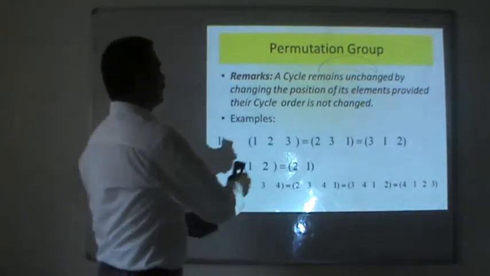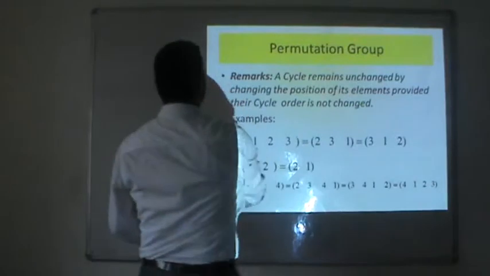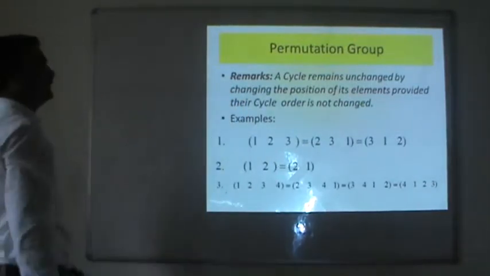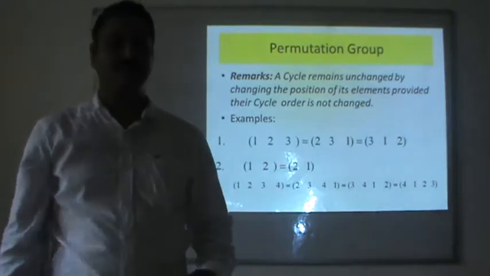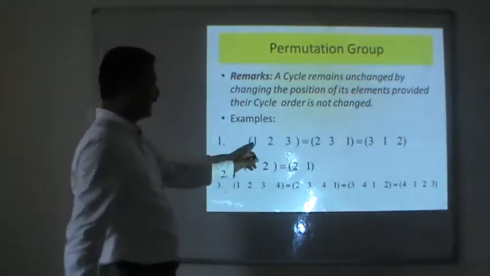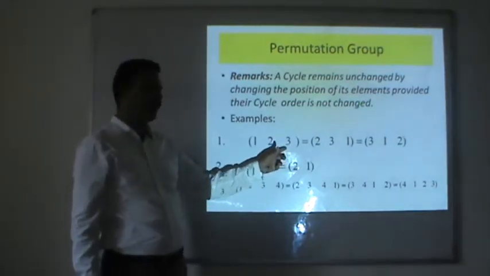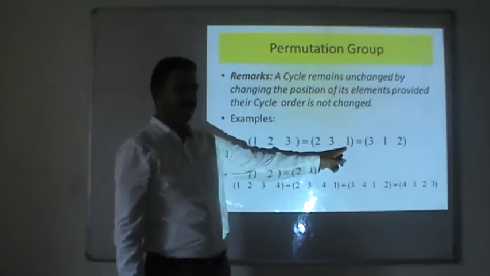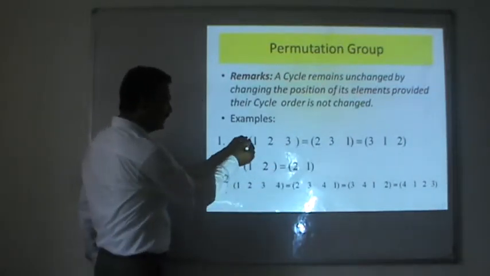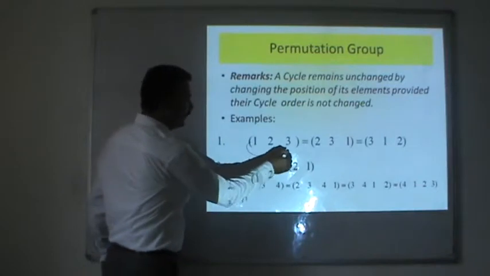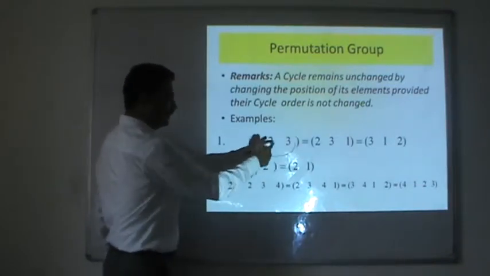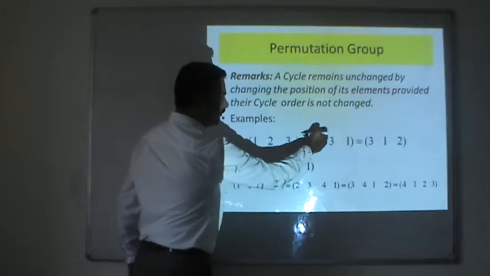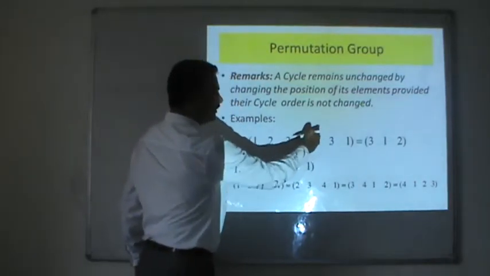Here we have remarked, a cycle remains unchanged by changing the position of its elements, provided their cyclic order is not changed. Means, this cycle (1, 2, 3) can also be written as (2, 3, 1), because here we maintain the order, means this 1 goes behind 3. So, is it cyclic order? 2 maps to 3, 3 maps to 1, and 1 maps to 2.